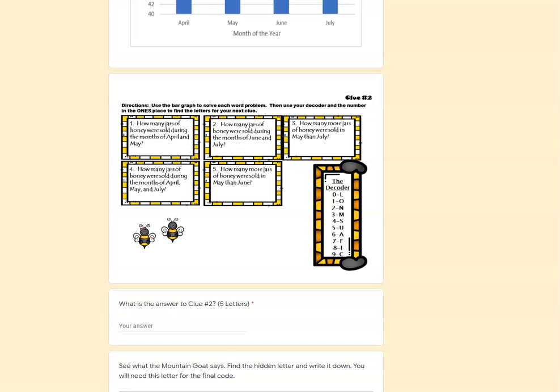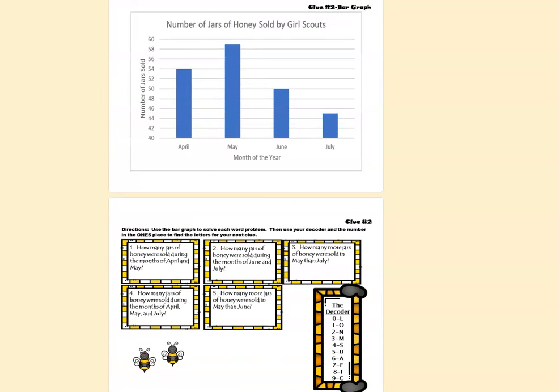So number 1, it says, how many jars of honey were sold during the months of April and May? Well, April, there were 54 jars sold, and in May, there were 59 jars sold. So I'm going to add, because I want to know the total. 54 plus 59 gives me a total of 113. And the number in the ones place is a 3. So over on our decoder, 3 is equal to M. So then I'm going to put an M underneath that equation.